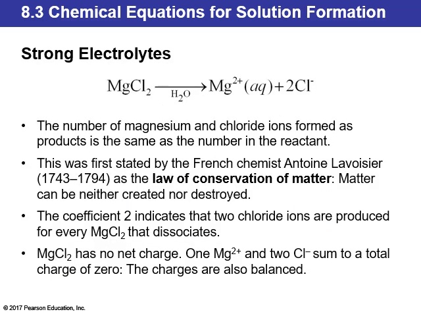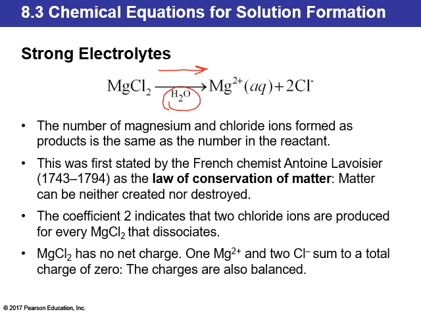So here we're showing the chemical equation for the formation of a solution of magnesium chloride. Magnesium chloride is a strong electrolyte, and what we're doing is dissolving magnesium chloride in water. As we discussed in a previous chapter, this arrow means the direction is going from left to right. And sometimes we show conditions that are present above or below that arrow.